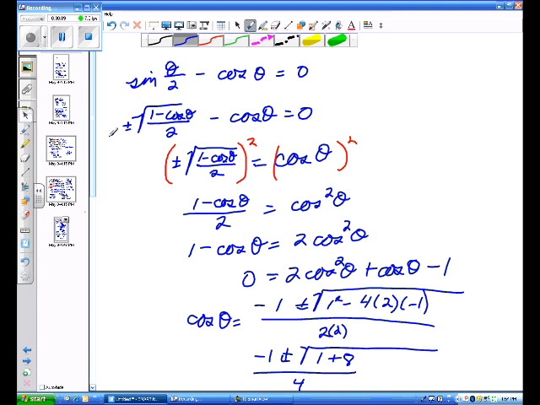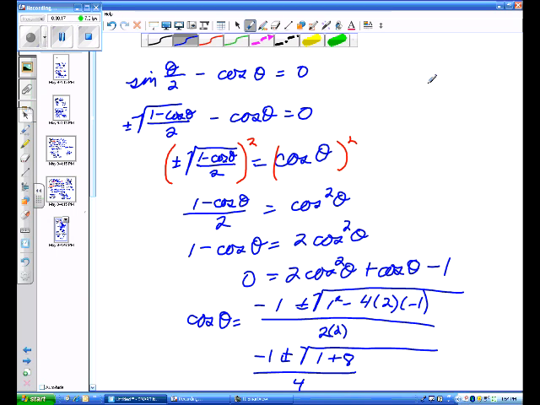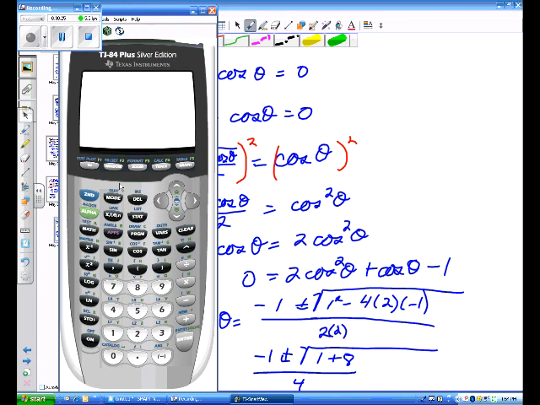Now, since we did our answers in degrees, and we got 60 and 300 for our answers, let's do this one in degrees. If you had your answers in radians, then you would do that. So let's make sure we're in the degree mode.